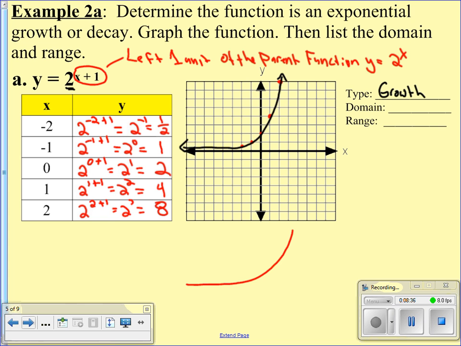My domain is always going to be -infinity to +infinity, and my range, my graph is never going to go any lower than the x-axis, because it did not shift up or down. So in this case, my range is going to go from 0 to infinity. None of my y values will be below 0.